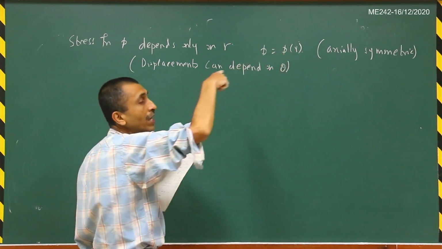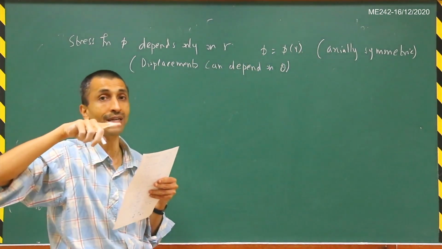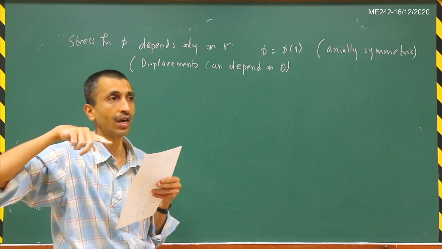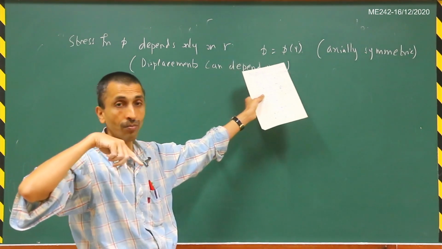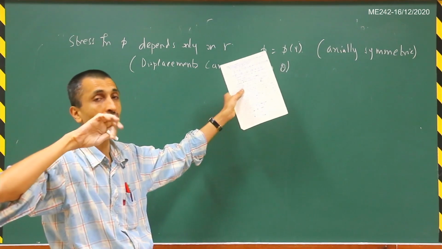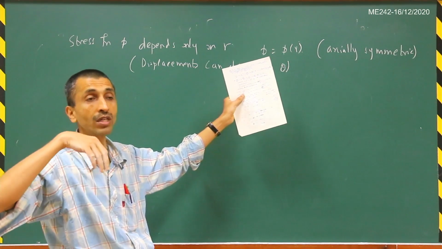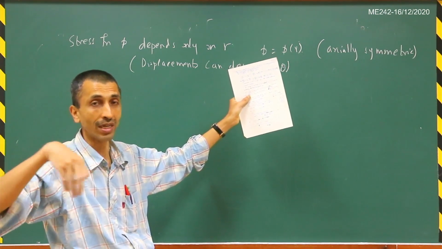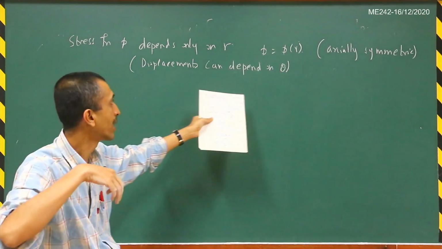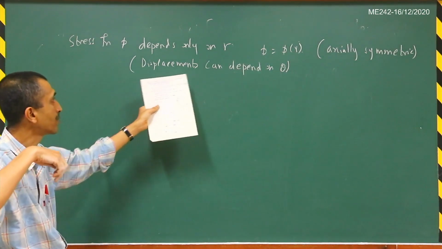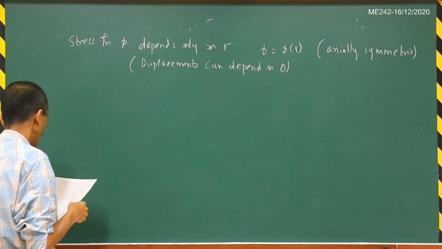So see, phi depends on r, and then the stress components are derivatives of the Airy stress function, right? And so the stress components will also be a function of r alone, so they will not be a function of theta. But now the strain components, once you integrate to find the displacement components, can be a function of theta. So that's why we say that the displacements can still depend on theta also.